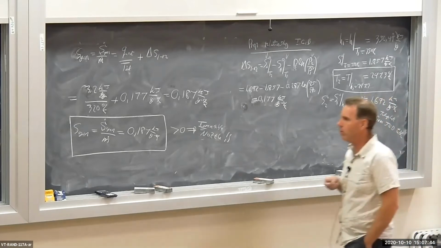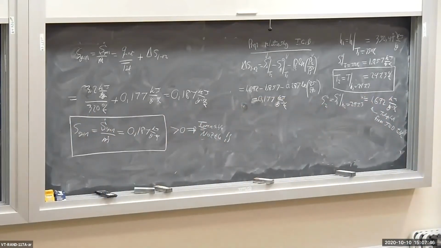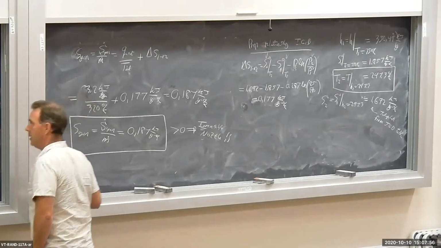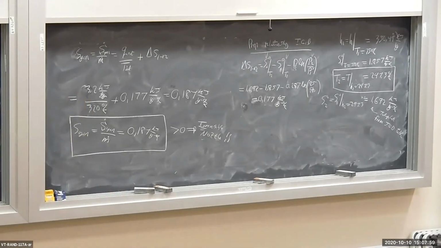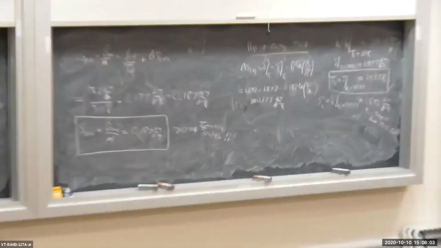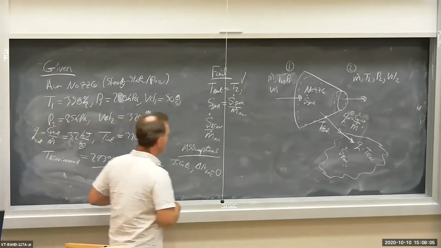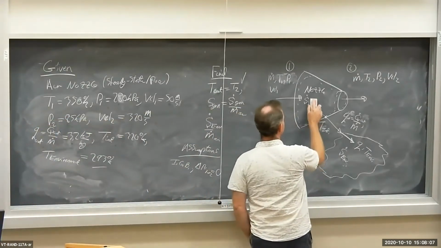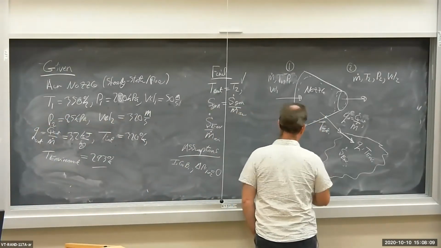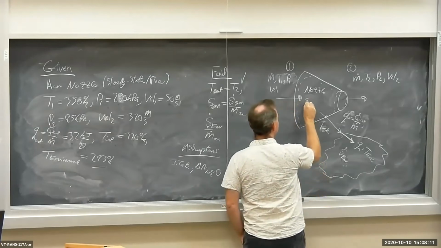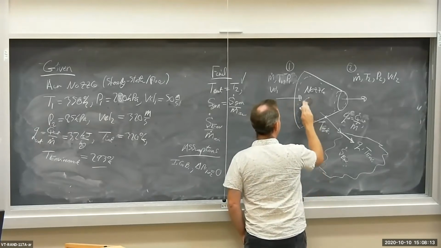Okay, so now let me draw this picture one more time. Let me go over here and redraw my schematic, with some stuff cleaned up. Inside my nozzle, I have an S dot, I have an S gen.